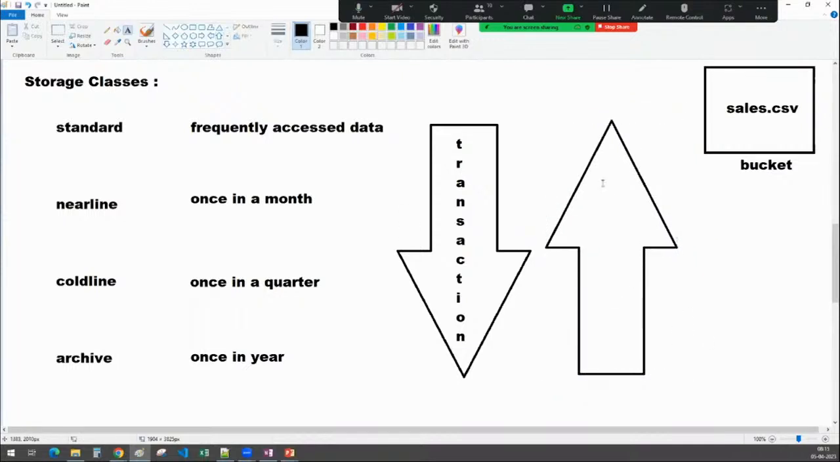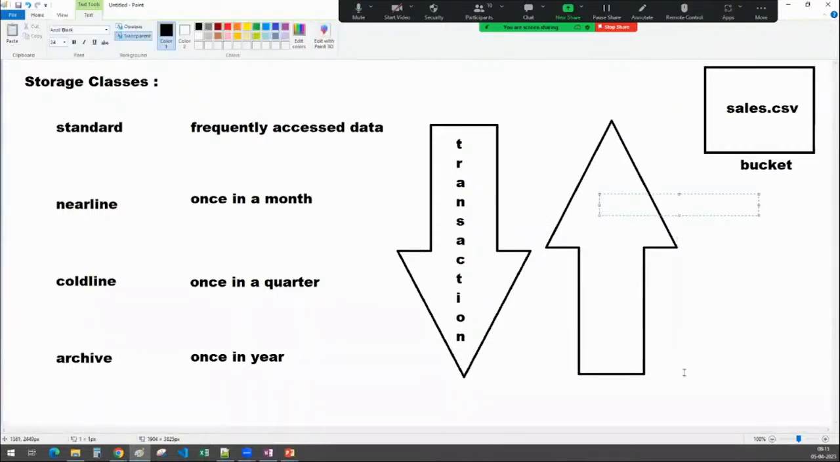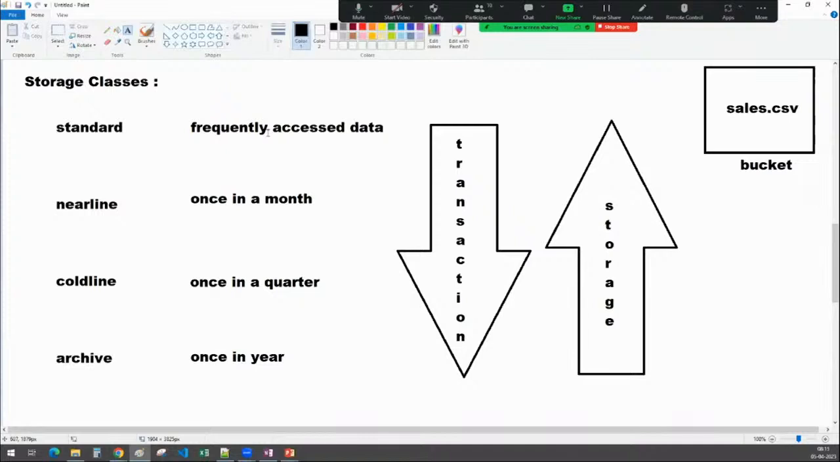Storage cost is very high here. The storage cost is for frequently accessed data. You need the data to be available all the time when you frequently access it. That means the storage cost for that particular storage class is higher, because to make the data highly available all the time, the storage cost increases.